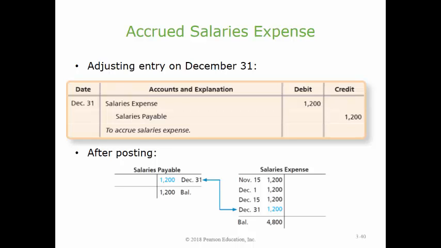When the payment is made on January 1, the salaries payable account will be debited, effectively eliminating the liability, and cash will be credited. This is an example of a liability that was understated before the adjusting entry was made. It also is an example of the matching principle. We are recording December salaries expense in December so that it will be reported on the same income statement as December's revenues.